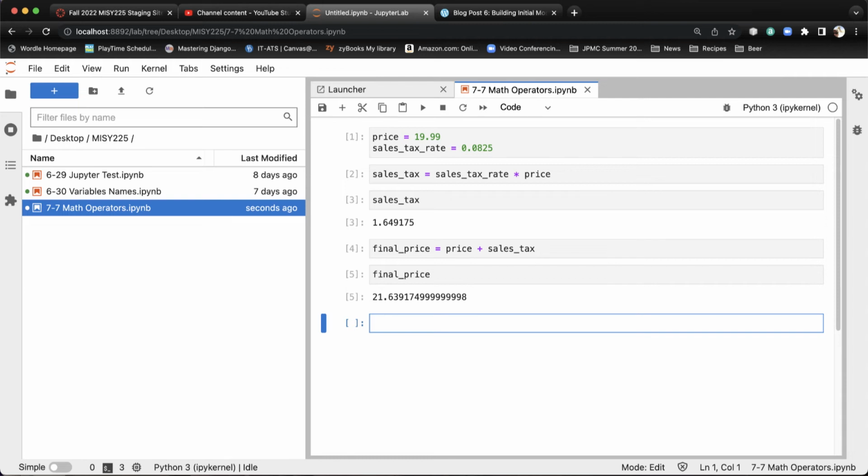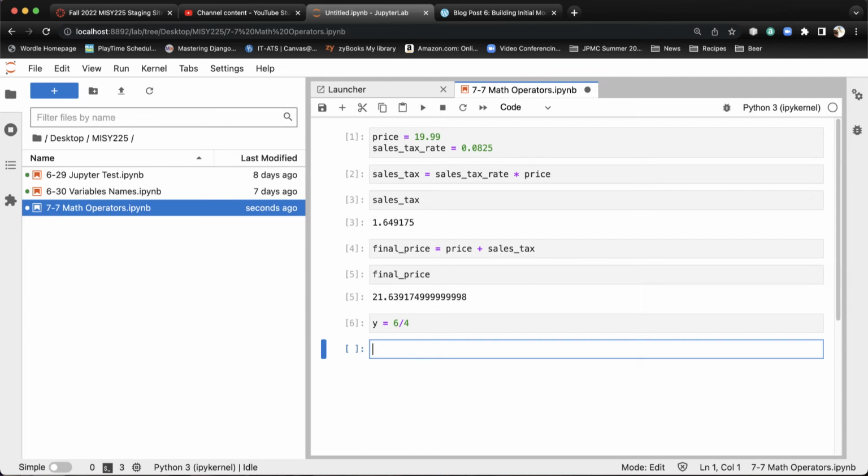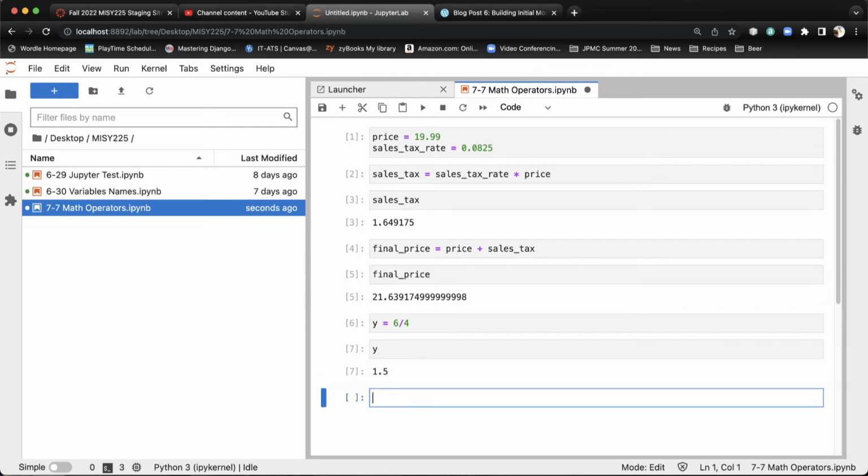If I needed to use the division symbol, for example, I could just say, in a simple example, y equals 6 divided by 4. And if I run that, it will give me 1.5. So it's a pretty basic operation. And of course, the subtraction is used in a similar manner.